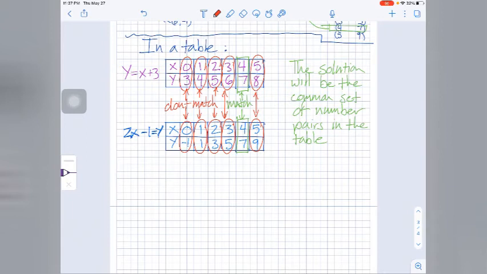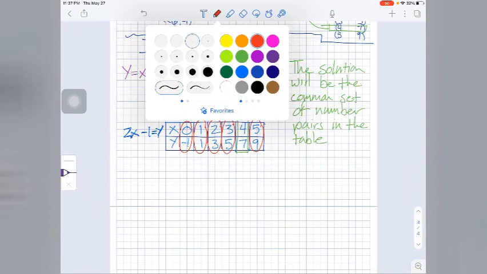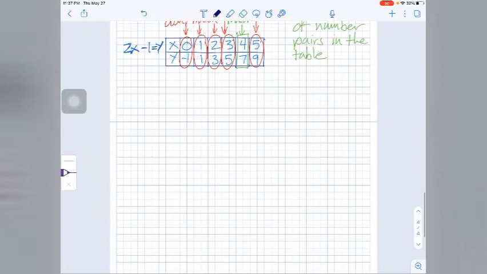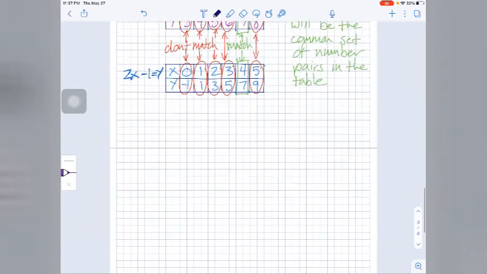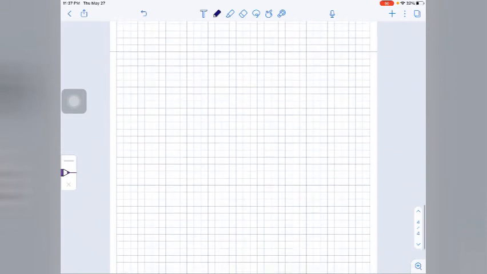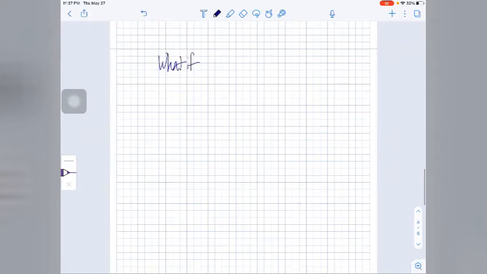However, tables I find pretty simple, but there are times when you might be looking at a table and the match has been skipped over for whatever reason. So what if I cannot see on a table where the match is? What if I cannot see a number pair that matches?